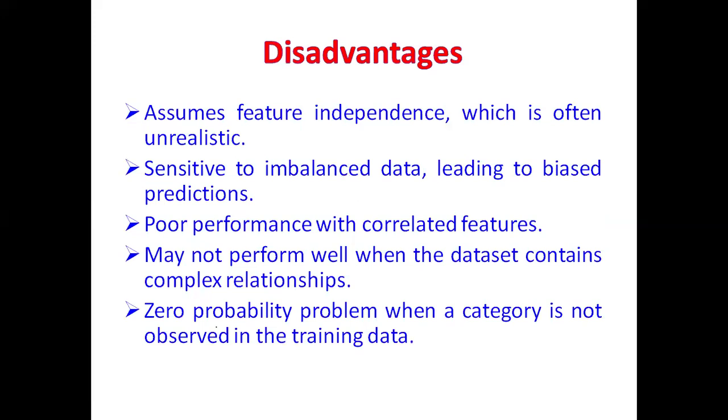And it has also got some disadvantages. Despite its advantages, the naive Bayes algorithm suffers from the assumption of feature independence, which rarely holds true in real-world scenarios. This assumption can lead to inaccurate predictions when features are correlated. If features are correlated, we only get inaccurate predictions.